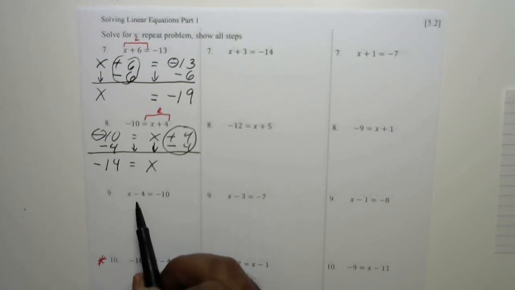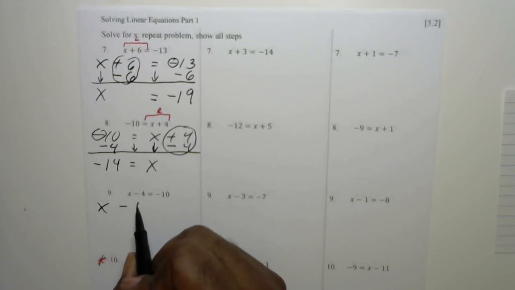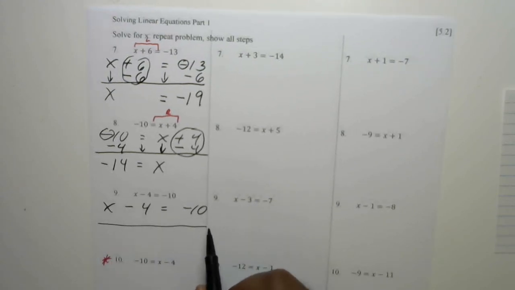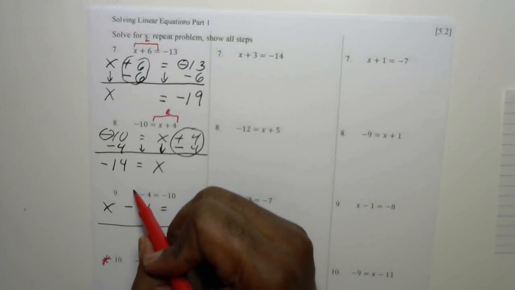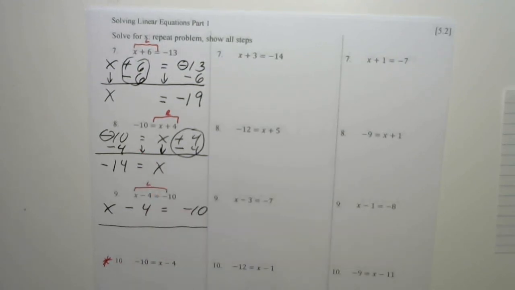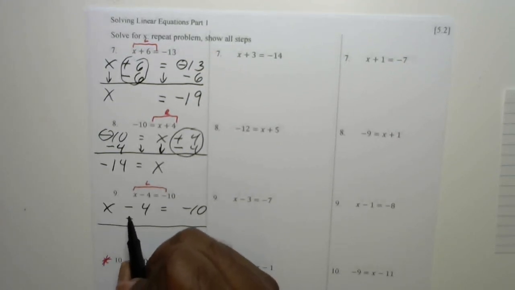Next, what number minus 4 will give you a minus 10? So let's find out what that number is. Let's get a little line under here. Okay, this is a left side problem. The x is on the left side, so we're going to remove the number on the left side, which is the -4. So we're going to put a +4 here.